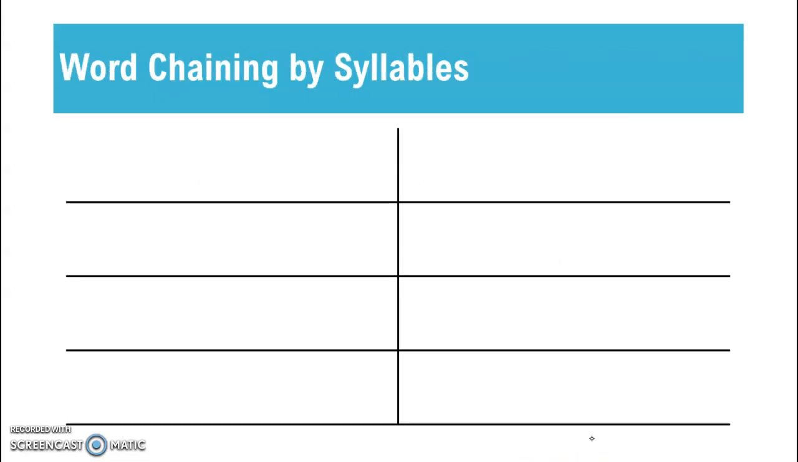Okay, we're going to go ahead and get started on our word chaining. So the first word that I want you to write is the word migrant. Think about what is the first syllable. It is my, so you're going to write my. The second syllable is grant, and that's going to be spelled with an A. Migrant.